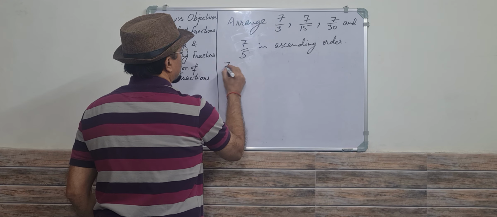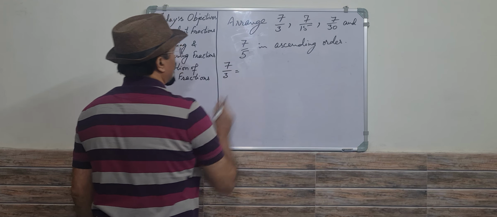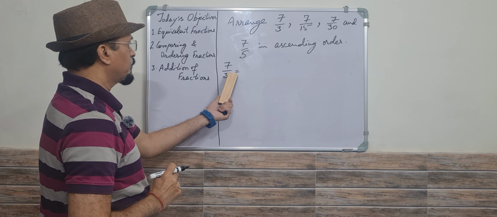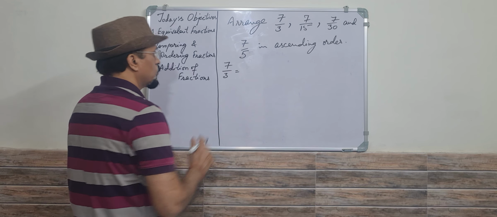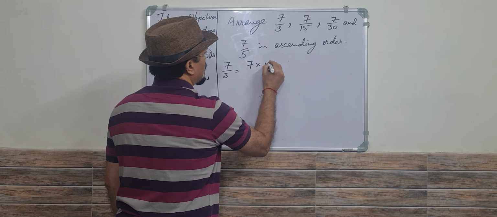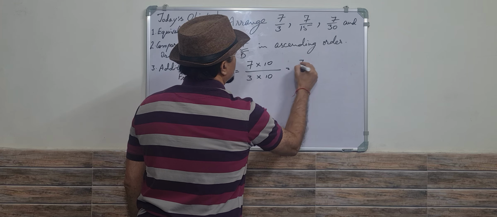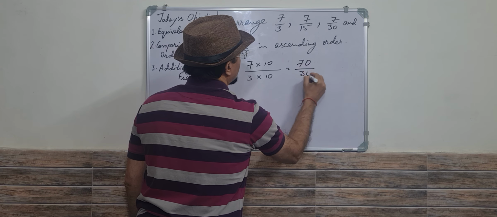So let's take 7 by 3. If I have to make the denominator as 30, I need to multiply it with 10. So I'll be multiplying the numerator also with 10. So 7 into 10 is equal to 70 upon 30.